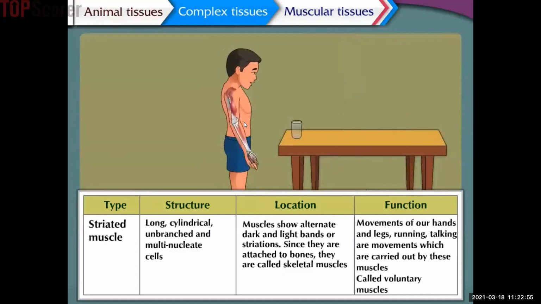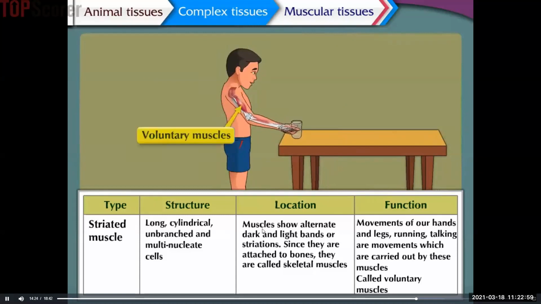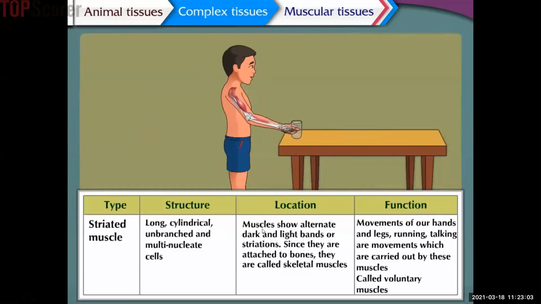The movements of these muscles take place by our will. Hence, they are called voluntary muscles. There are some movements of our muscles that do not take place by our will. Let us learn more about them.